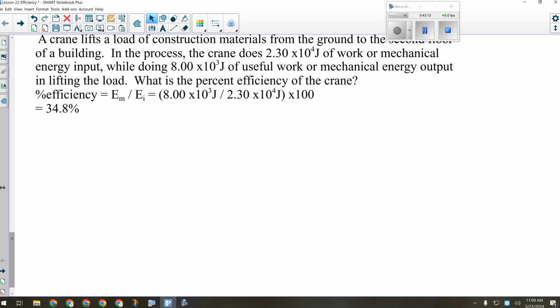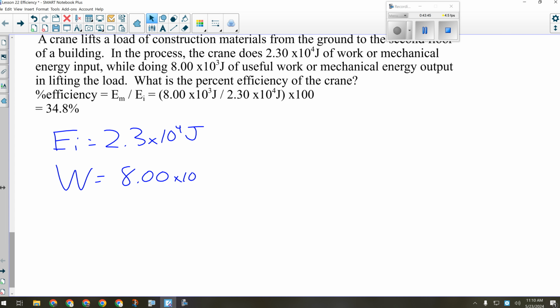The first one. Because A, it's bigger. And B, it specifically said this was the energy input. Okay, that's how much energy went into the machine. Right, so that's EI. Okay, and it's 2.3 times 10 to the 4 joules, or 23,000 joules. Right? The 8.0, that's only 8,000 joules. 8.0 times 10 to the 3. That's the useful work output. Okay? 8.00 times 10 to the 3, the smaller of the numbers. Right? We're looking for what's the efficiency.